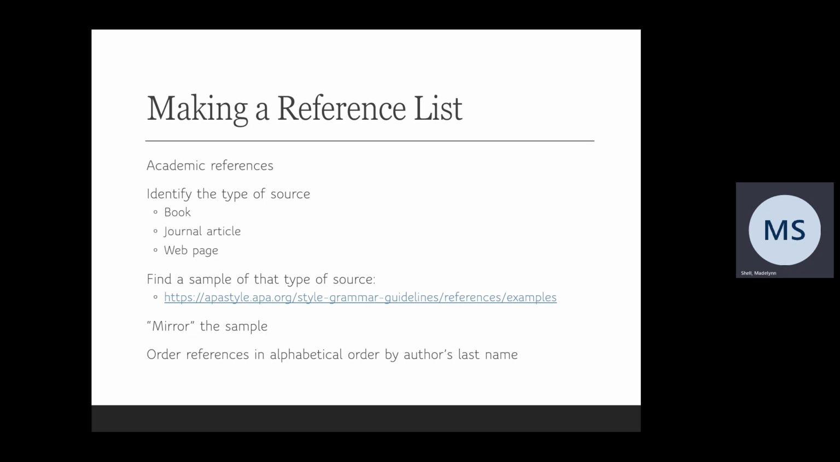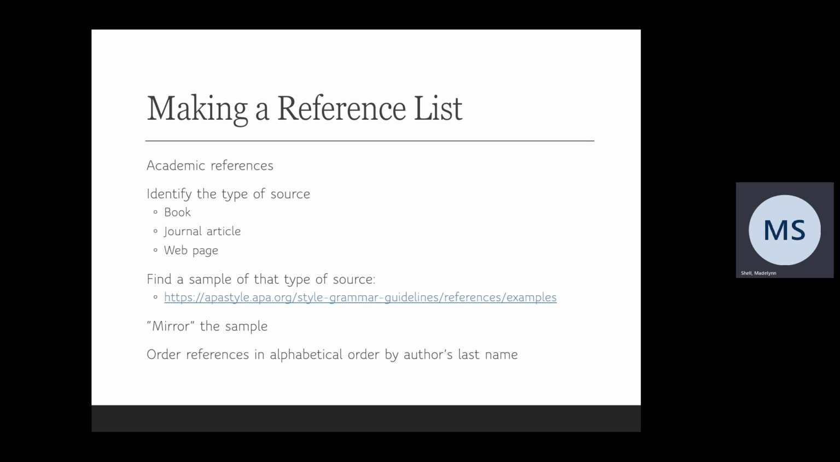But what you want to do, the best strategy here, is, once you know what type of source you have and you find an example, just mirror that example. You don't necessarily have to do it from memory. You just need to be able to fill in the relevant information and format it in the same way your example does. So pay attention to things like where the author's name is placed, whether it includes a full name or just an initial, what's in quotes, what's italicized, where there's punctuation.